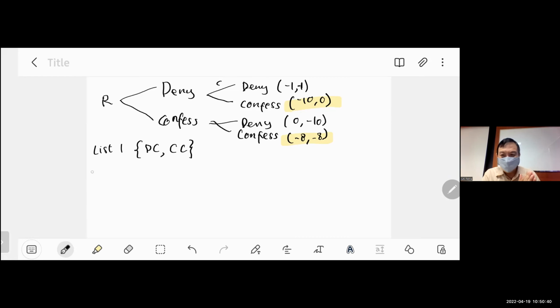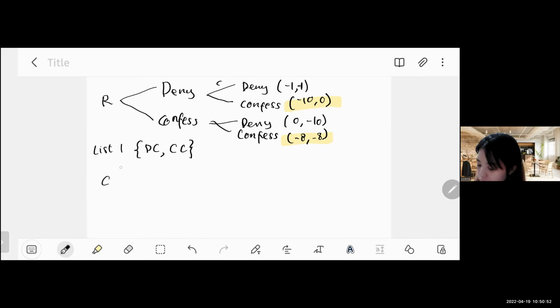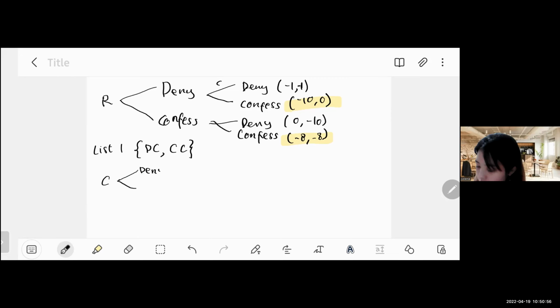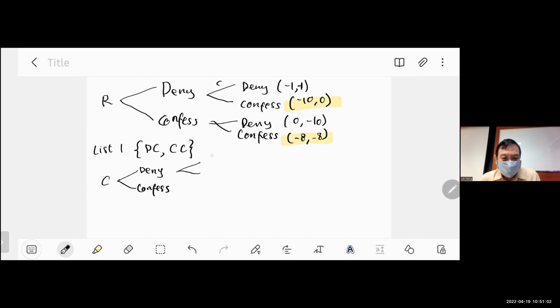Now you create a second one. Now column plays first. So you first create another tree. Okay, so the column. Again, you have deny and confess. And then now the row. Again, deny and confess.